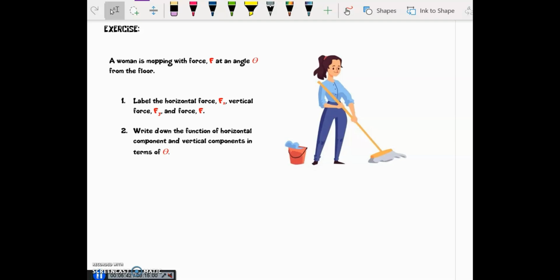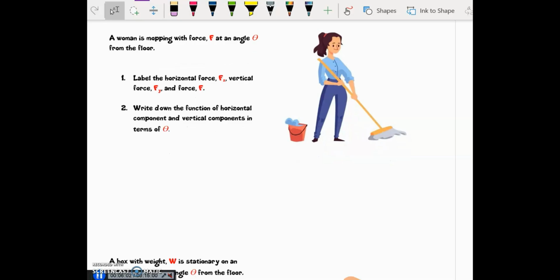Okay, let's do a real life example. A woman is mopping with force F at an angle theta from the floor. Number 1, label the horizontal force Fx, vertical force Fy, and force F, which is the pushing force by the woman. We know that the direction of force by the woman is indicated as the blue arrow here, and then we can split it into two components: Fx to the right and Fy, which is downward. So there you go.